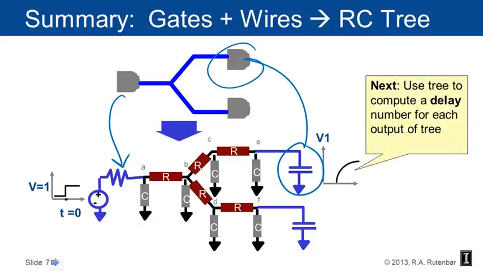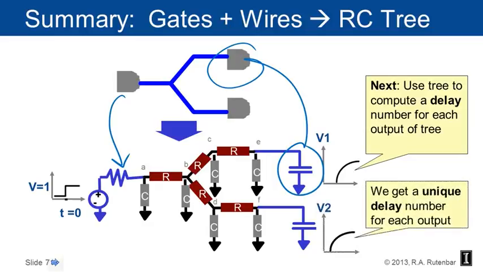And what I'm actually going to be able to do is a very simple computation on the tree to calculate a delay number for each output of the tree. And one of the things that's really great is I'm going to get a unique number for every output. So I'm going to really physically model the shape of the wire, and I'm going to get maybe a long delay to some outputs and a short delay to other outputs, depending on what is correct and physical for the shape of the wire.